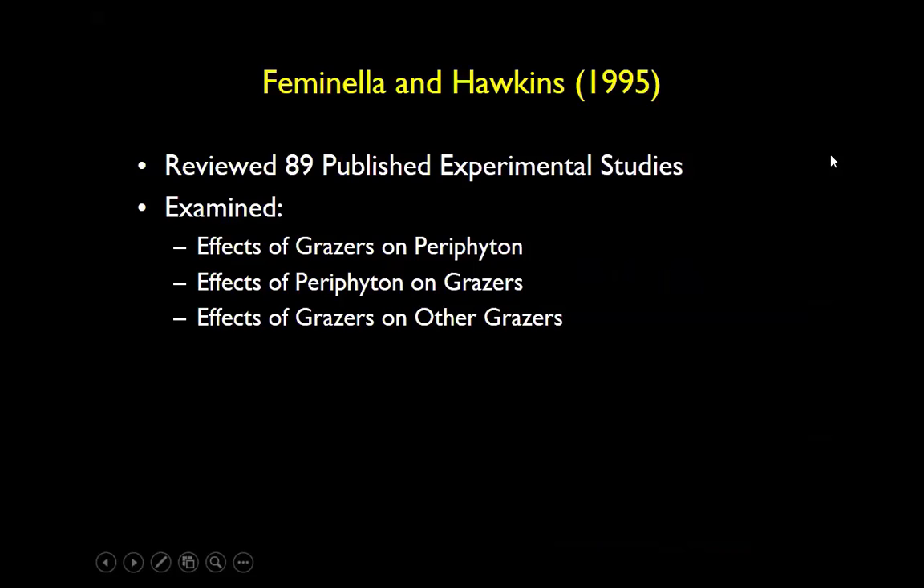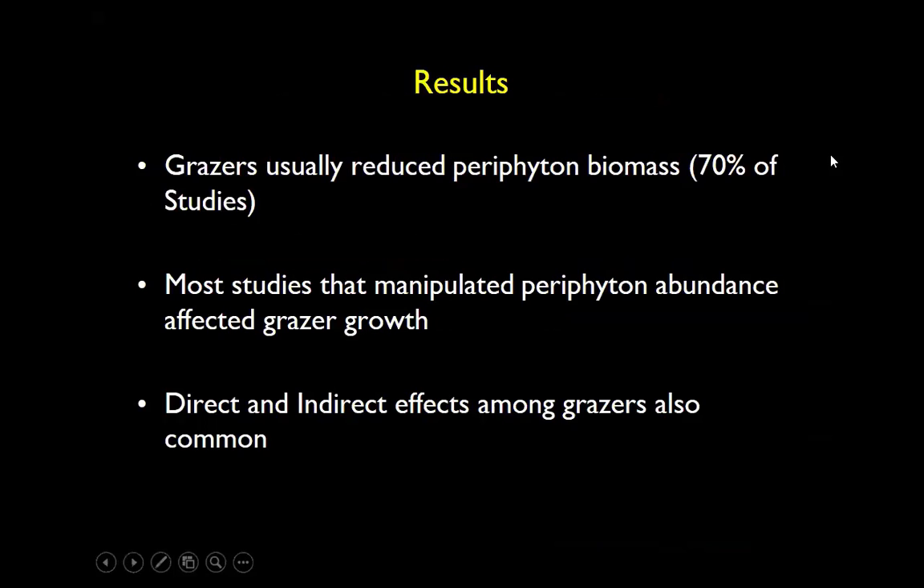So anyways, this is a big review study. It looked at a whole lot of published experimental studies, looked at a whole lot of different things. And basically what he learned was in almost all cases in streams, grazers are going to reduce periphyton biomass. So grazing matters in streams. And again, why might we have thought that maybe grazing wasn't really important in streams? I mean, we've known for a long time it's important on land, but how do streams differ from terrestrial ecosystems? Besides the fact that there's water in them.